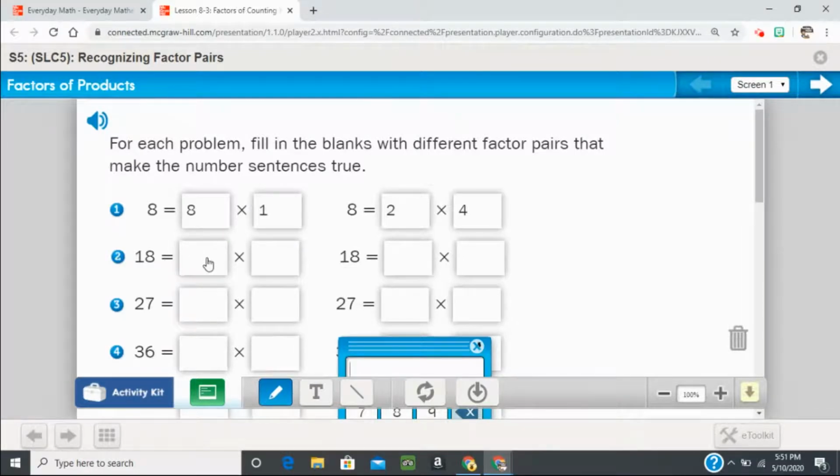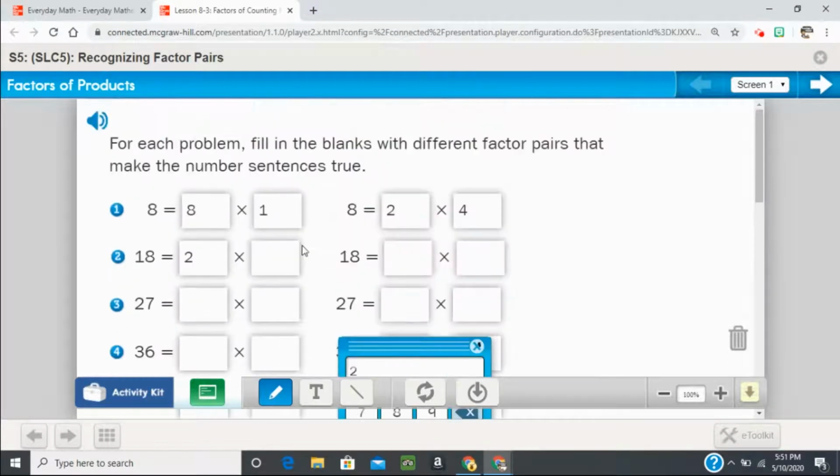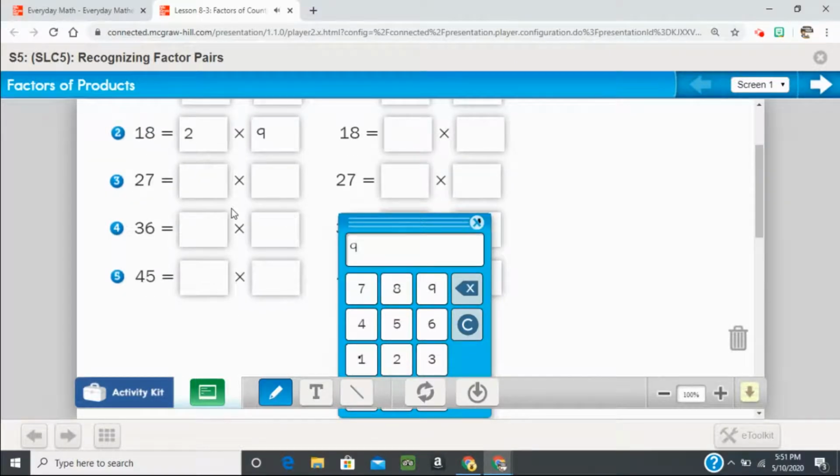Over here, I know 18 is also a multiple of 2. So 2, and I know that 2 times 9 is 18. I also know that 3 could go into 18. 3 goes into 18 6 times. 6, 12, 18. 27. For 27, I'm going to do 1 times 27. Remember, 1 is always an option for a factor.